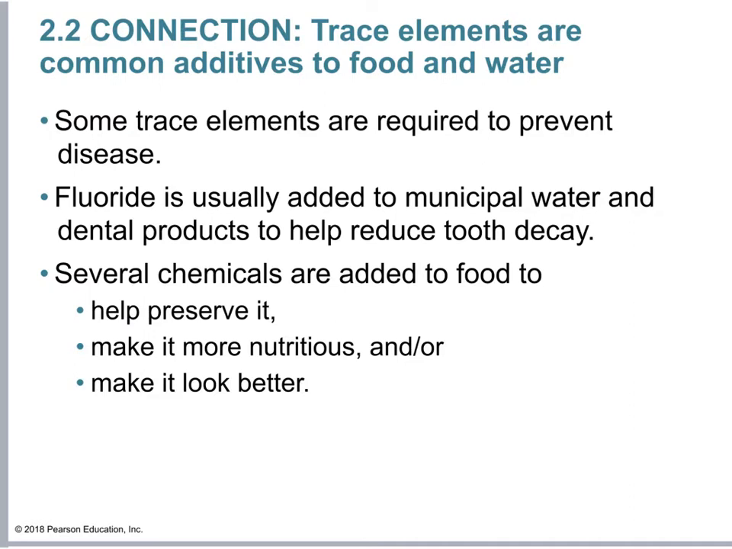So trace elements are common additives to food and water. Trace elements are required in very small quantities, but in some cases, even those small requirements are difficult to fulfill. Iodine is an essential component of a hormone produced by the thyroid gland. An iodine deficiency in the diet causes the thyroid gland to grow to abnormal size, a condition which is called a goiter.